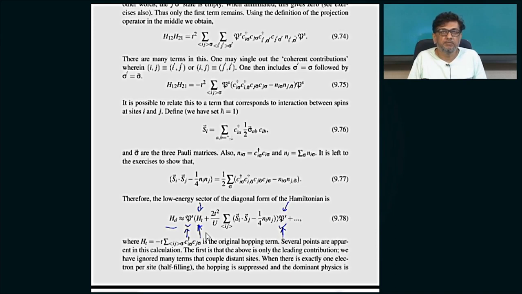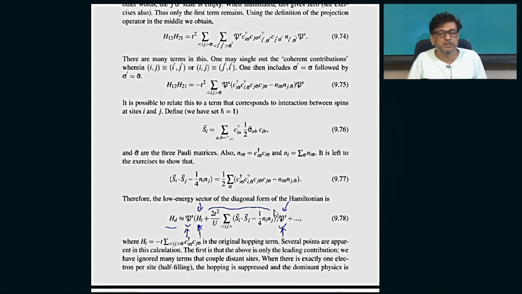I told you, right. If hopping is suppressed, all that electrons can do is flip the spin sitting at their original locations. That is exactly what this term is telling you. There is a physical effect which is of the order of 1 by U, where the electrons flip spin. That means there is a spin-spin interaction between nearest neighbors.